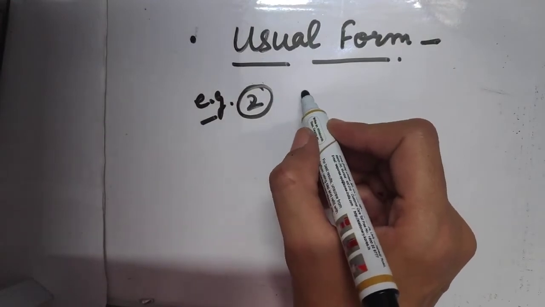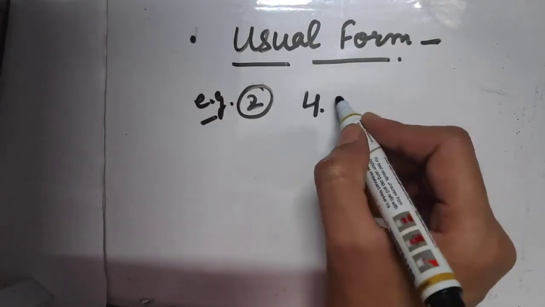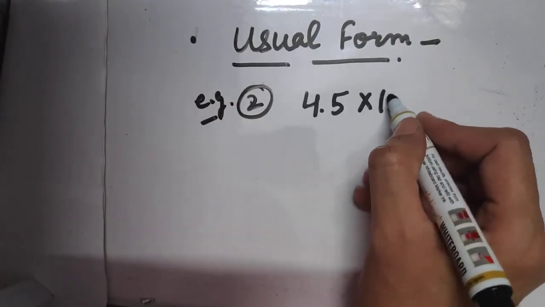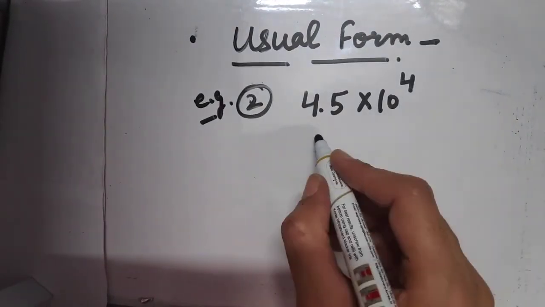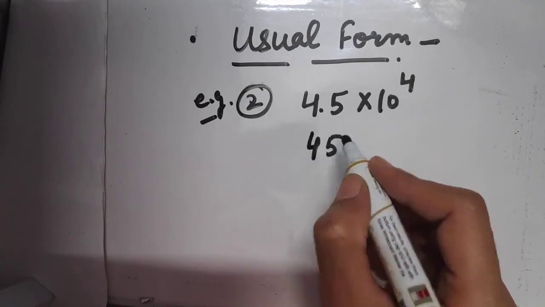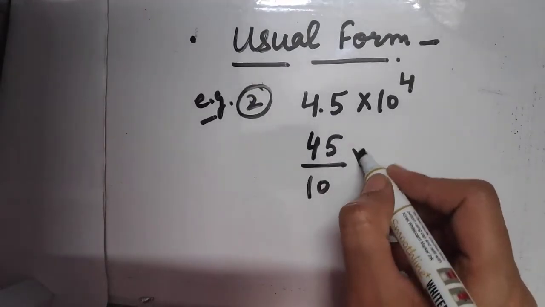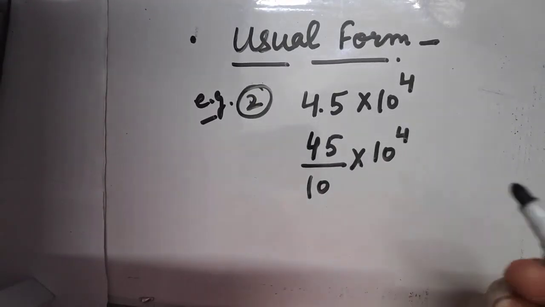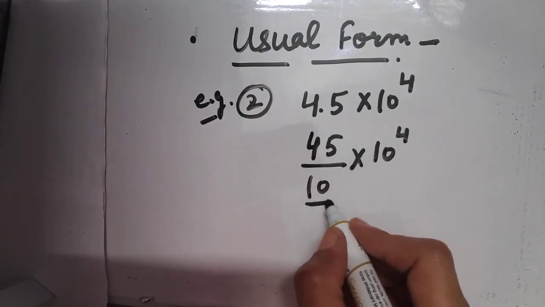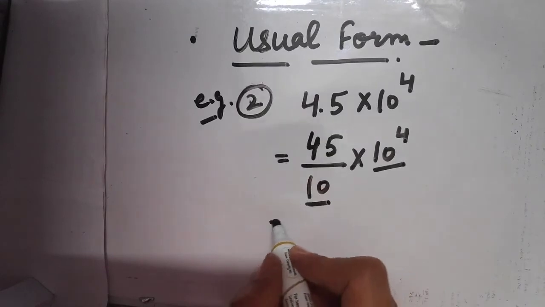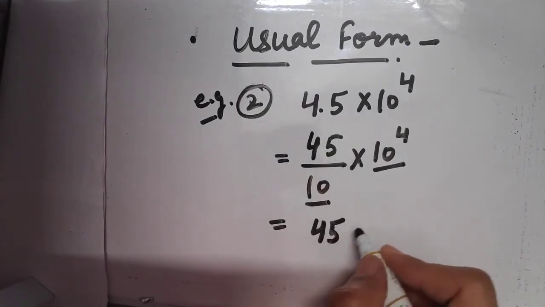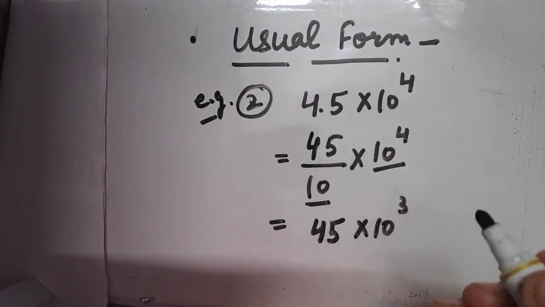Second example I am taking as 4.5 into 10 raised to the power 4. Now here the exponent is positive. So 4.5 will be written as 45 over 10 into 10 raised to the power 4. Now this will cancel out one 10 of this 10 raised to the power 4. So it will be equal to 45 into 10 raised to the power 3.